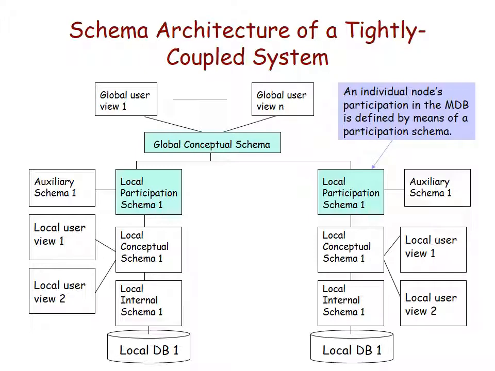The auxiliary schemas describe the rules for mapping between the local and global levels. For instance, rules for unit conversions are necessary if one site expresses distance in miles and another location uses kilometers. We discuss this in more detail in the next 3 slides.